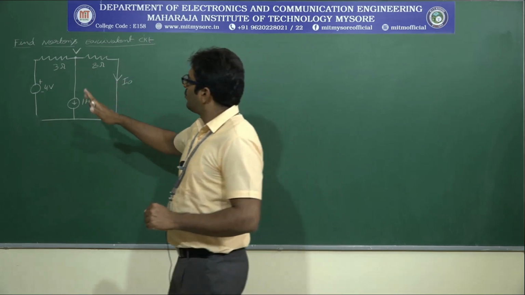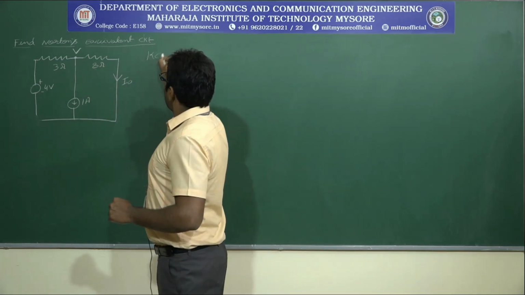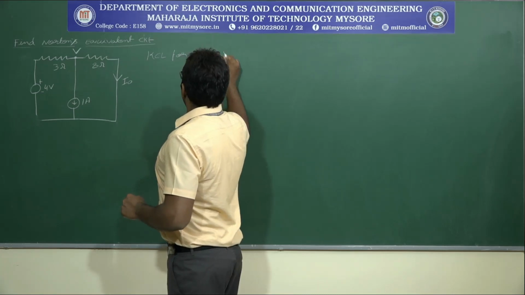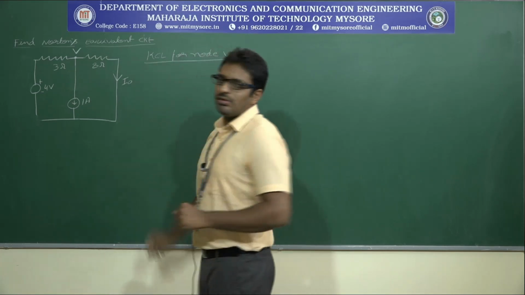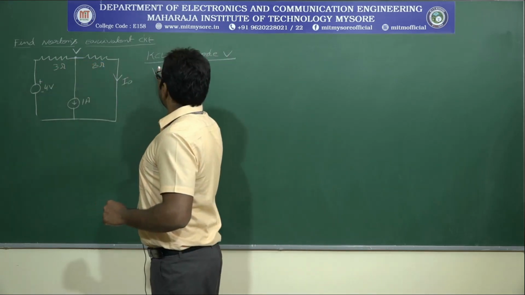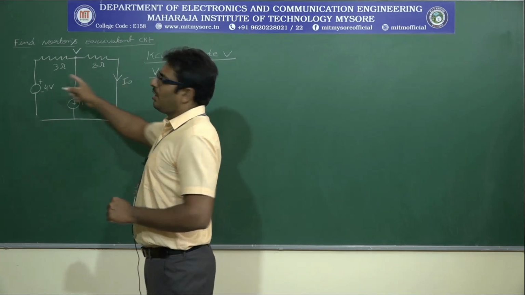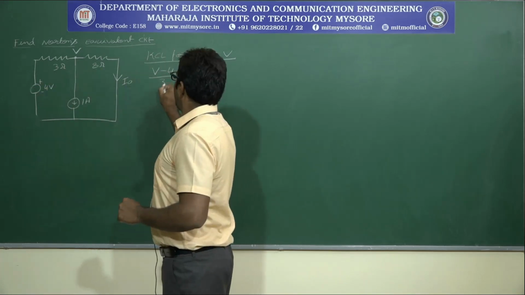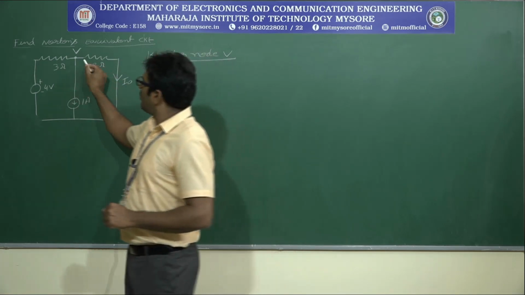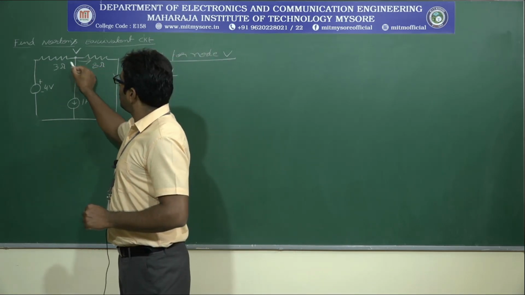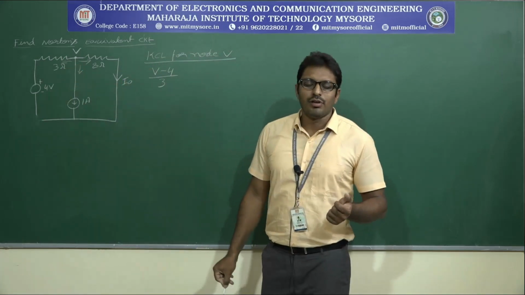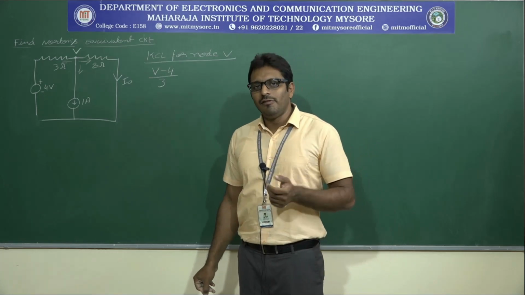Yes, apply Kirchhoff current law, KCL for node V, because only one node in the circuit. Yes, V minus 4 divided by resistance 3. Next, say this 1 ampere current is leaving from the node. When you are applying KCL for any node, just assume that node is higher potential. Therefore, all the branch currents are leaving from the node.